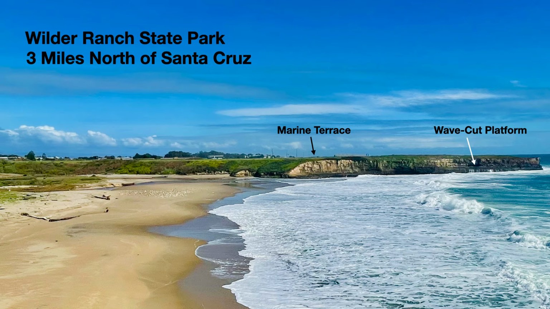Here we are again at Wilder Ranch State Park, where we can see this marine terrace, which is the closest terrace to the beach, stretching inland and southward. Note the wave-cut platform on the right.